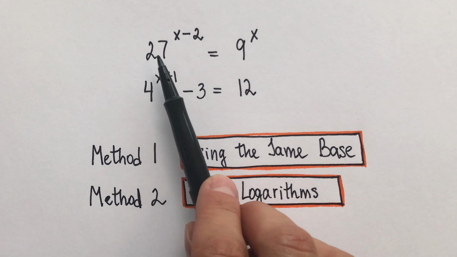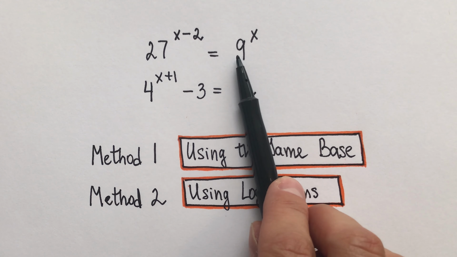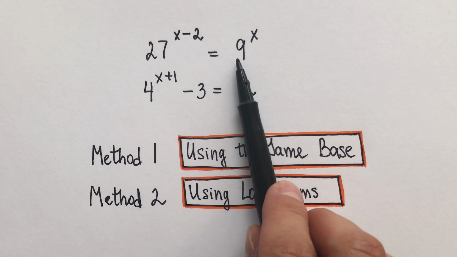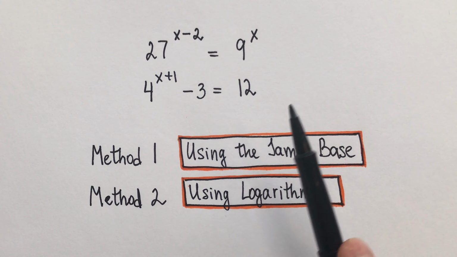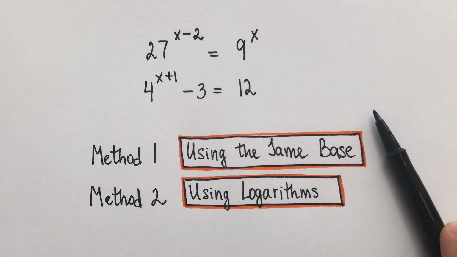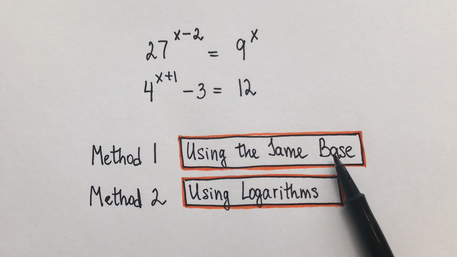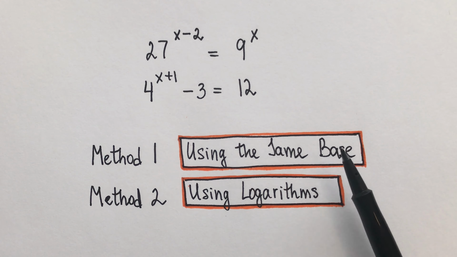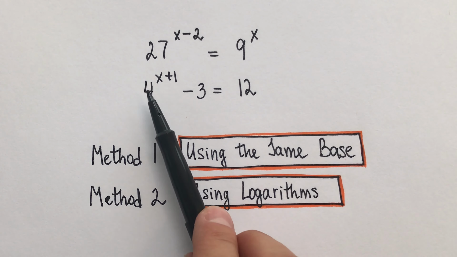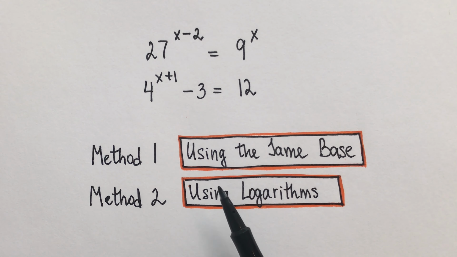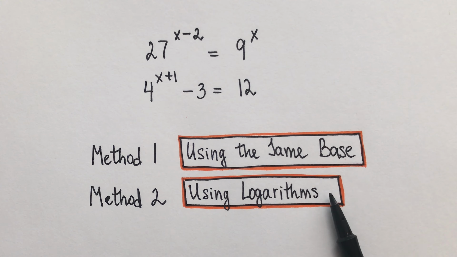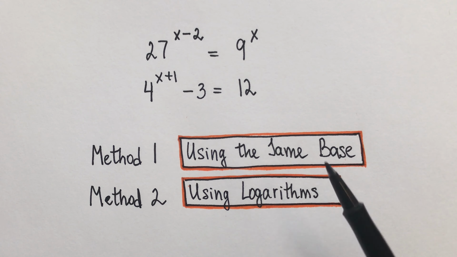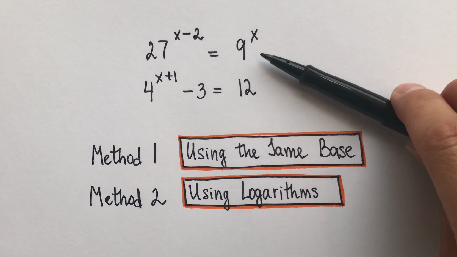The first thing you do is you look at your bases. Can you get the same base on both sides of the equation? If yes, then you solve the equation by rewriting with the same base and then setting exponents equal. If you can't get the same base on both sides, then you take the logarithm of both sides and then solve the equation. Let's solve these two equations to see the difference.